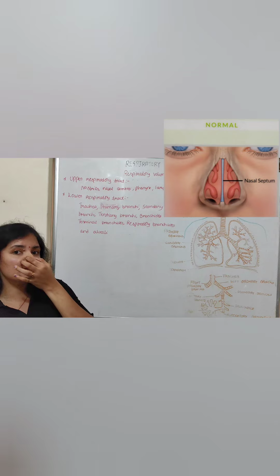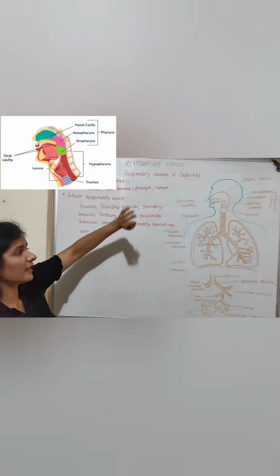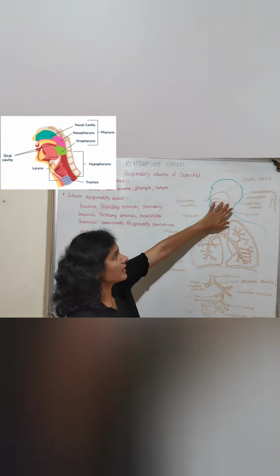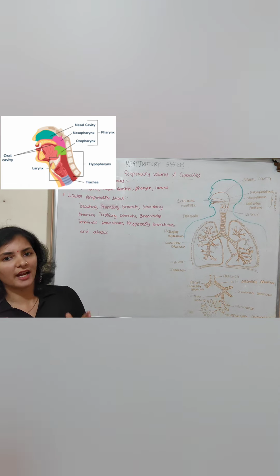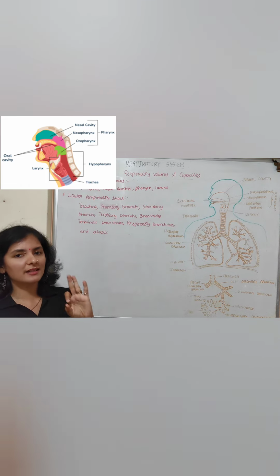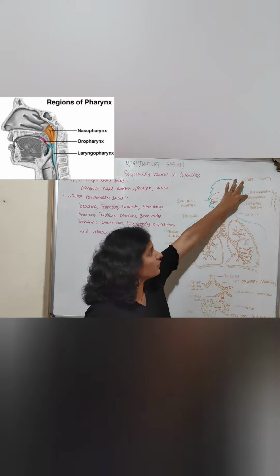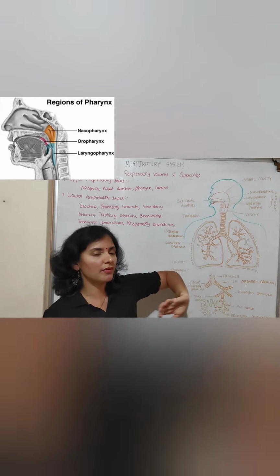The nasal cavity or the nasal chamber leads to the next part, that is pharynx. As you all know, pharynx is a funnel shaped structure which is a common passageway for both air and food. Pharynx mainly consists of three parts, that is nasopharynx, oropharynx and laryngopharynx.